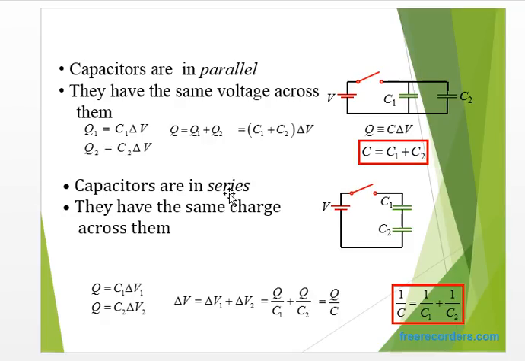Q1 is a charge in capacitor C1. So Q1 is equal to C1 delta V. Q2 is equal to C2 delta V. What is total charge? Q equal to Q1 plus Q2. Q1 equal to C1 delta V, Q2 equal to C2 delta V. So we can say C is equal to C1 plus C2.